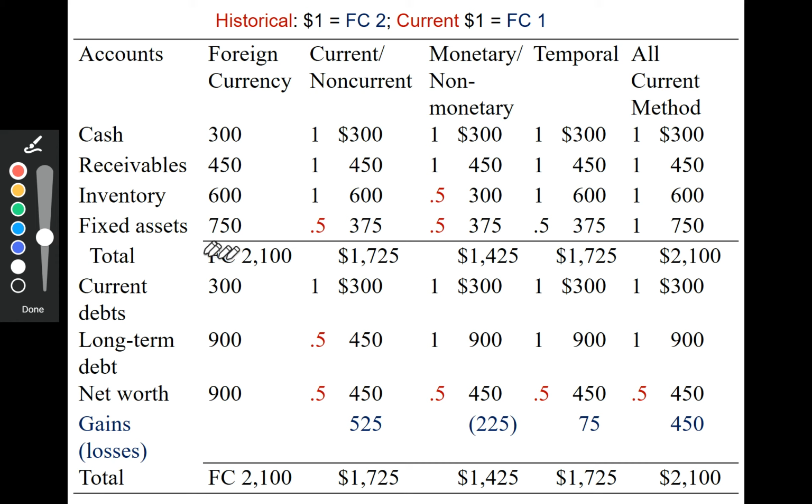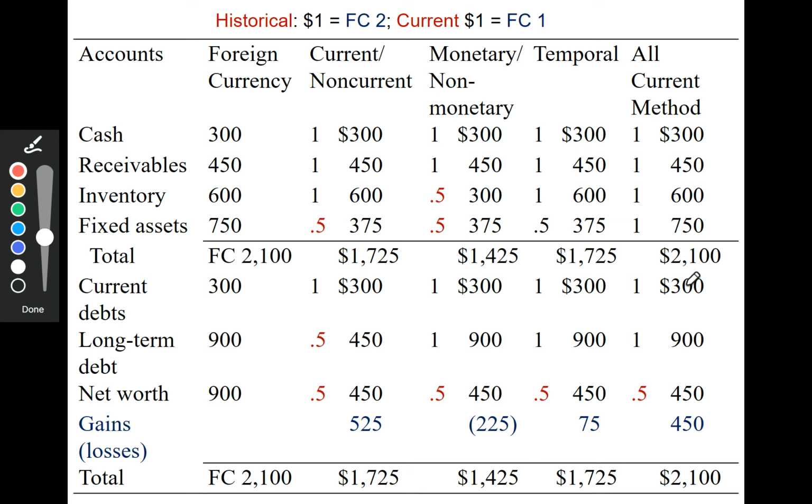2,100, because there is parity here. 2,100 of functional currency translates to $2,100. We write this number also on the other side of the balance sheet, 2,100. It should balance. Then 1 times 300 becomes $300. Current exchange rate, 900 multiplied by 1 gives us $900. The only thing that is at historical rate is net worth, and that rate could be achieved by multiplying by half for us. So half of 900 gives us 450.